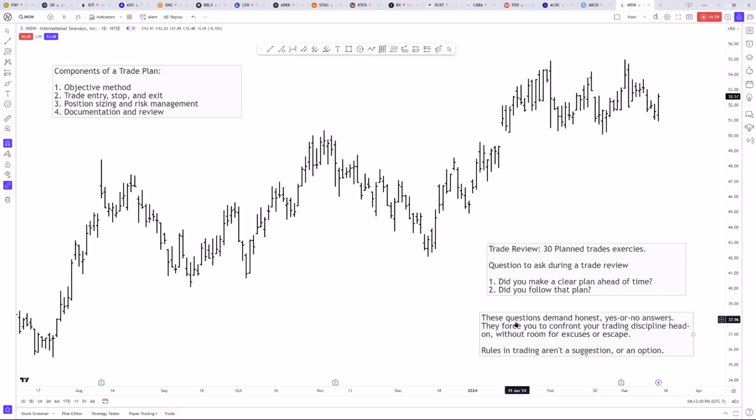It's easy enough, right? It's going to force you to confront your trading discipline head on without any room for excuses or escape. And that's what we're doing here, trying to cut out all the escape routes. And just a reminder, rules in trading aren't a suggestion or an option. It's not a suggestion when you make a rule. A rule is a rule. I want to have no escape from that rule. It's not, oh, let's be flexible. No, a rule is a rule when you're planning this discipline. So this is more about learning the foundations of discipline and consistency than winning.